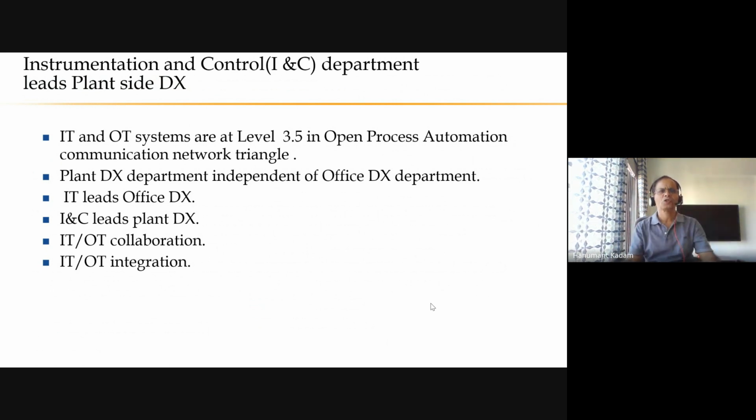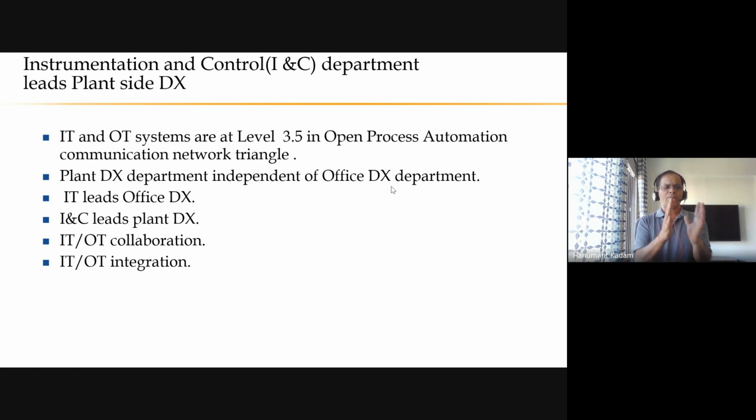So instrumentation and control, the I and C department, leads the plant side DX. DX means digital transformation, IIoT and all we are talking about, that is this. So IT and OT systems are at level 3.5 in the open process automation communication network triangle. This is very important. I am going to explain what level 3.5 is, related to cyber security in the process hierarchy. The plant digital transformation department is independent of the office digital transformation department.